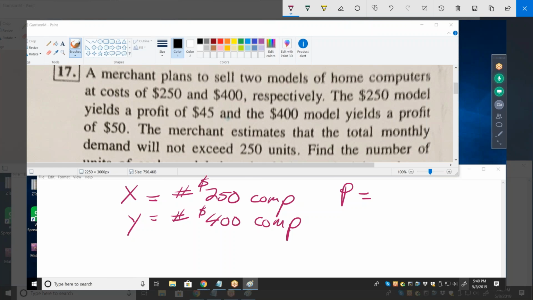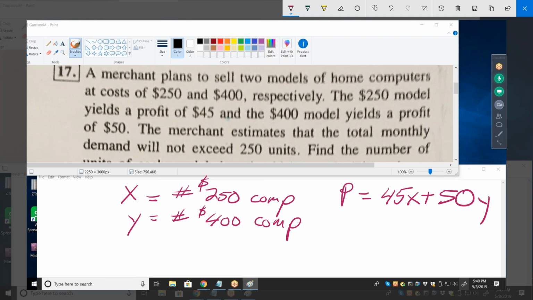So what is the profit function? I make $45 profit on my $250 models. I make a $50 profit on my $400 models. So what's my total profit going to be in terms of X and Y? It's going to be 45x plus 50y. Perfect. That's what we want to optimize.